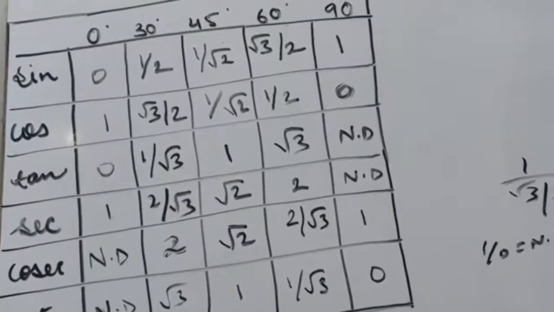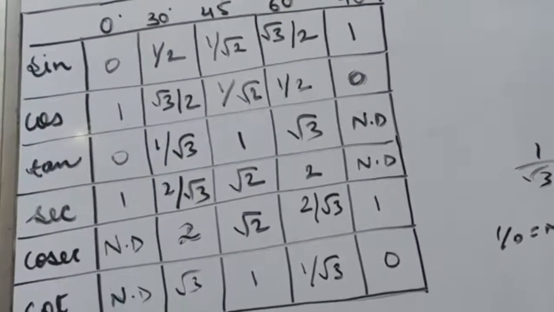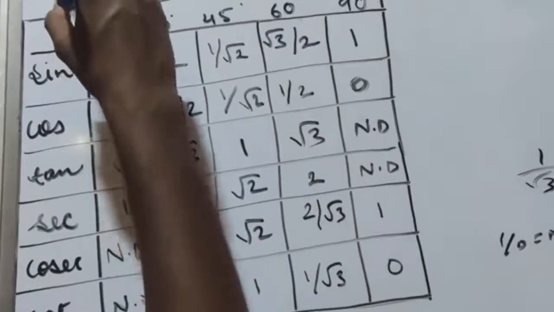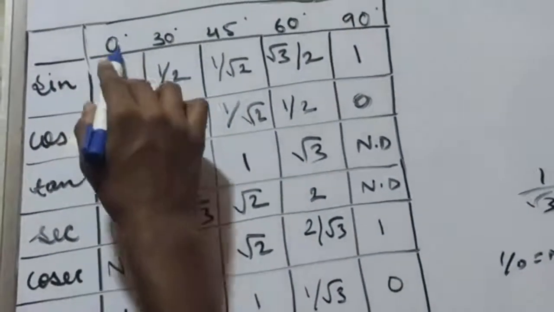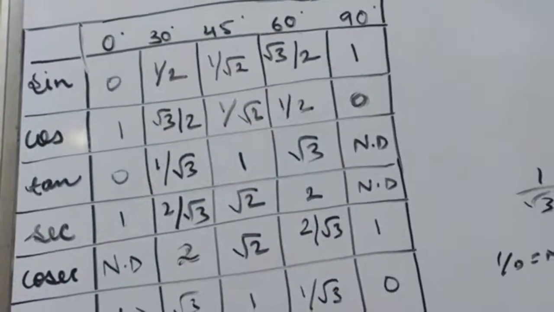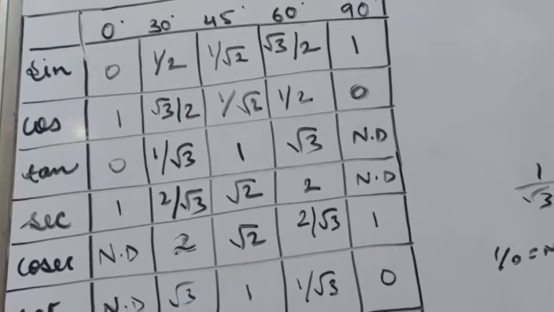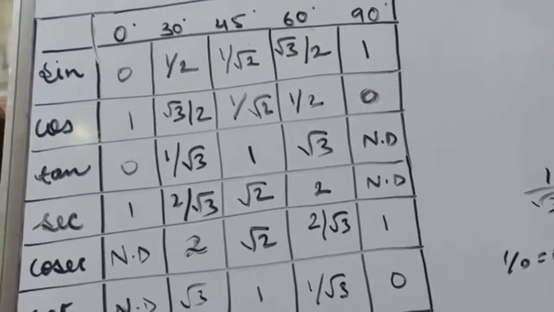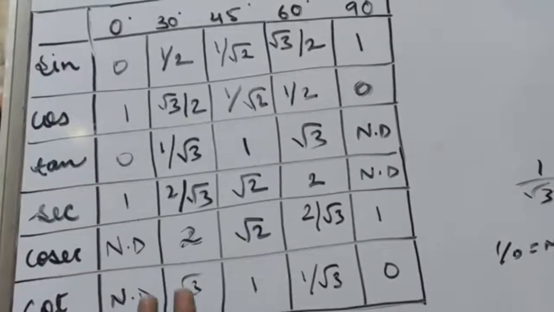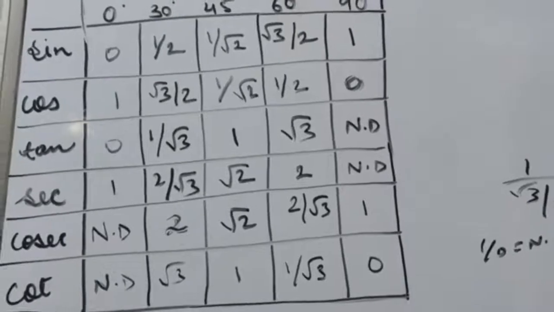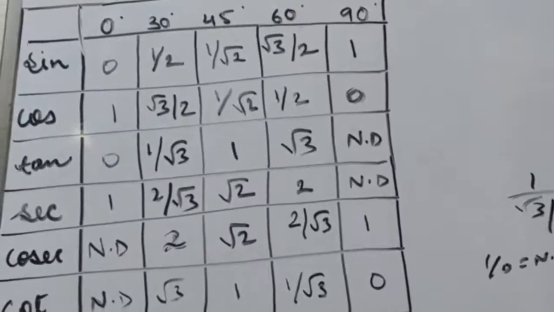So in this way we have completed the table for different values of trigonometric ratios at different angles, that is 0 degree, 30 degree, 45 degree, 60 degree and 90 degree. And also we have learned how to derive these values, so that in case we do not remember these values, we can derive them and use them for solving the problems. Okay.